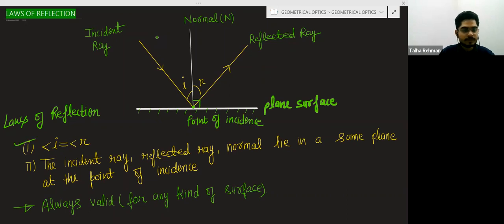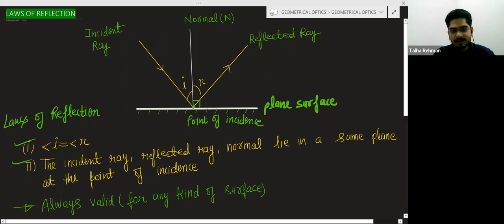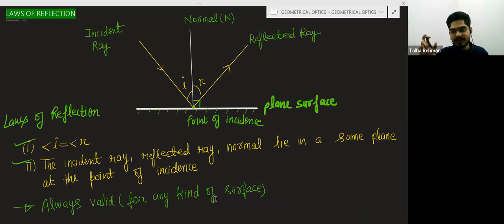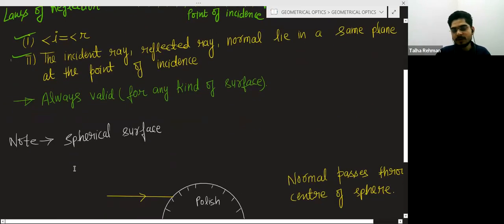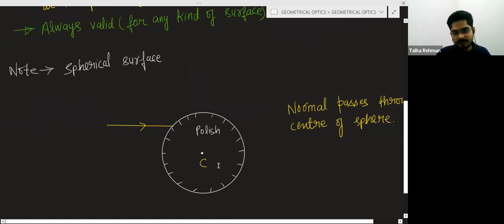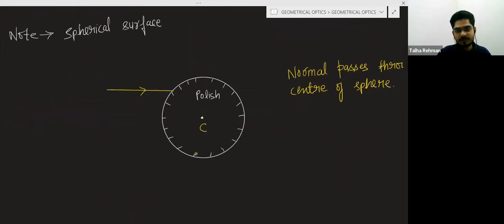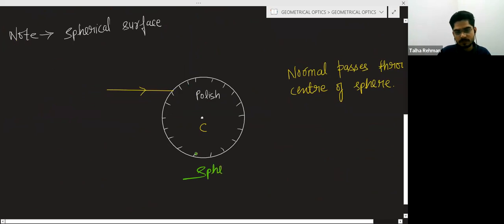Two laws are there, first and second, and these laws are always valid. For plane surfaces these laws are valid, and for the spherical surfaces that we will discuss, concave and convex, these laws are also valid. Now talking about the spherical surface, this is a sphere, and this sphere is polished from the inside.